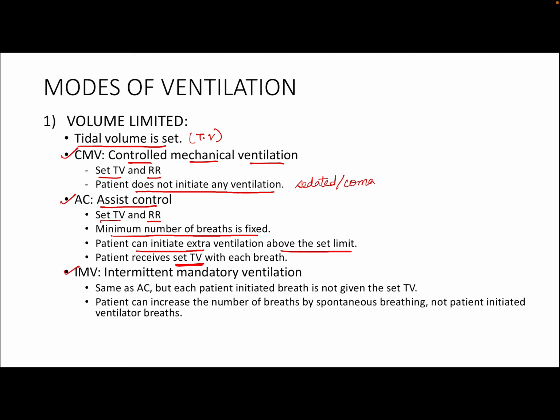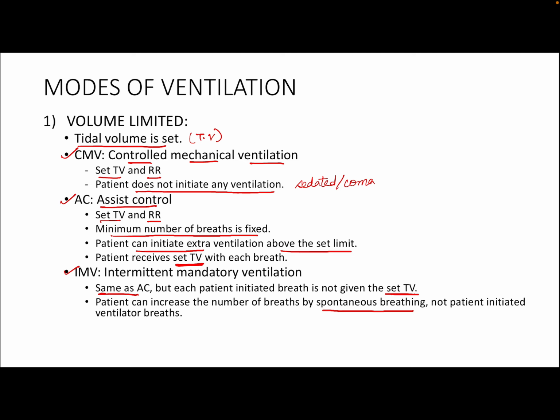The next type is IMV, that is intermittent mandatory ventilation. This is the same as assist control, but what happens is each time the patient initiates a breath, he will not be given a set tidal volume. The patient can increase the number of breaths by spontaneous breathing. It will not be a patient-initiated ventilator breath. It will just be spontaneous breathing. So the patient increases the number of breaths by himself, but unlike AC, each patient-initiated breath will be however much that patient can take in.